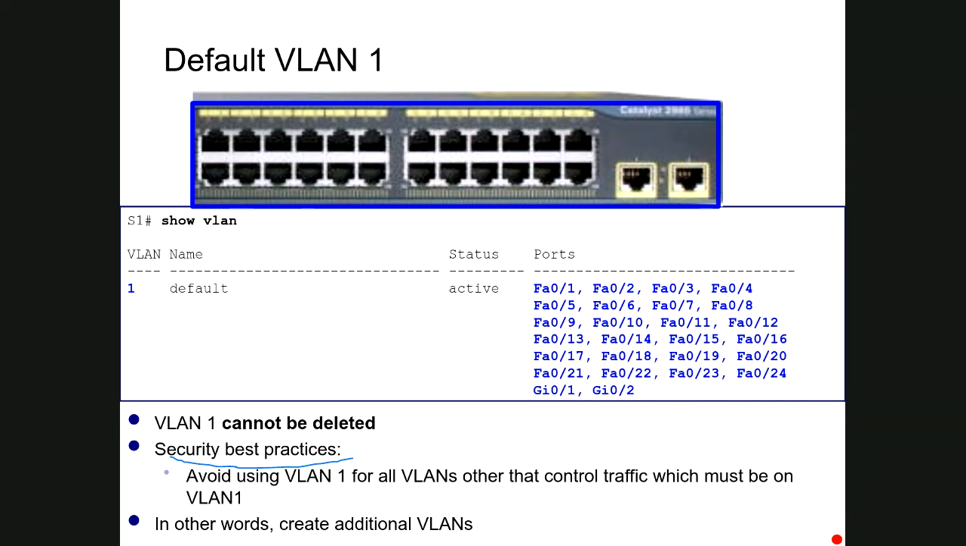But in any kind of larger enterprise where we have security rules and have to try to increase the security of our network, we're going to avoid using VLAN 1. Some control traffic will be on there, Cisco Discovery Protocol, stuff like that. We have to leave that on there. So we're going to create additional VLANs. We're going to create VLAN 10 for the marketing department, and VLAN 20 for the advertising department, and we're going to put all our traffic on these additional VLANs that we create.